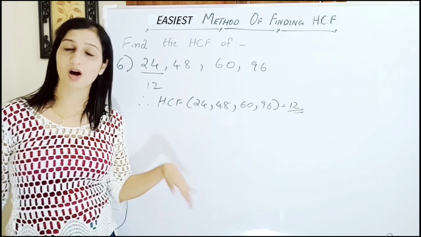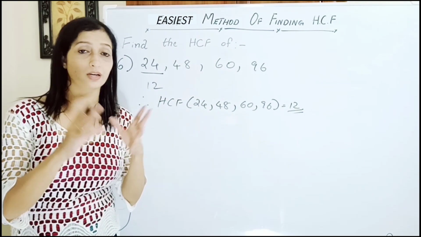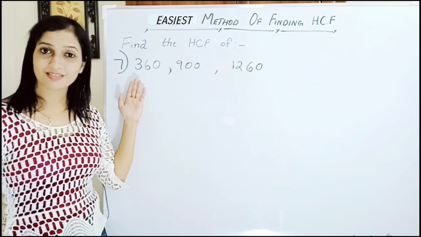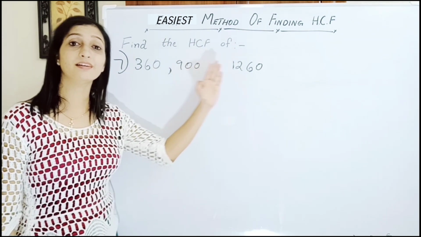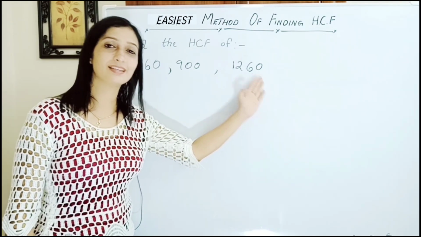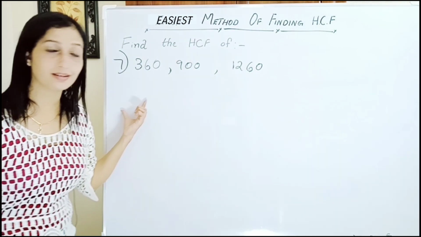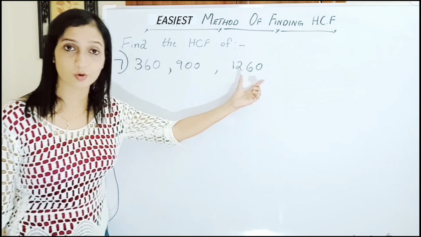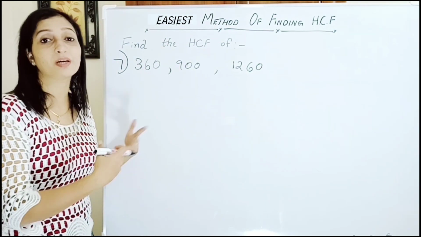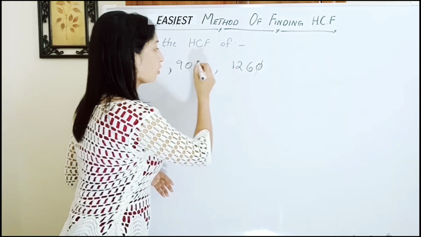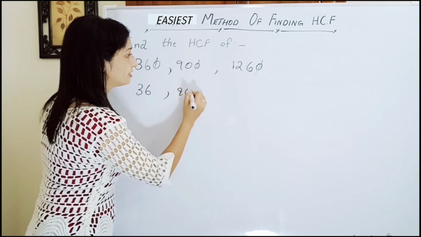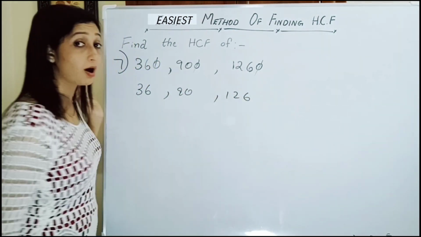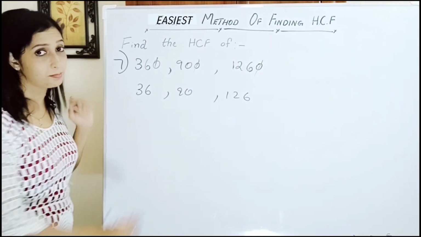Now let's move on to our seventh example. Let's deal with slightly bigger numbers. Now this is an example which is to find out the HCF of 360, 900 and 1260. Now what is the speciality of all these three numbers? All the three numbers end with 0. So to make my question easier, I cancel all these zeros. So what are the remaining numbers? 36, 90 and 126.